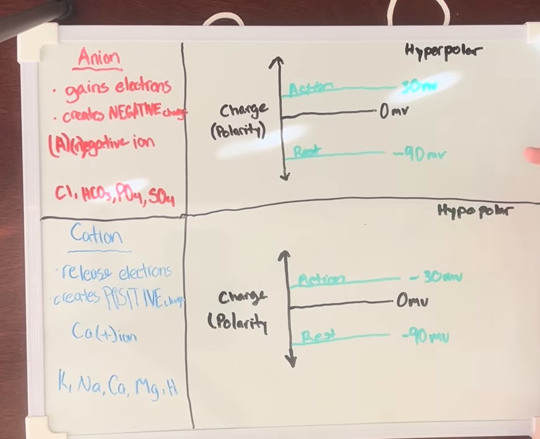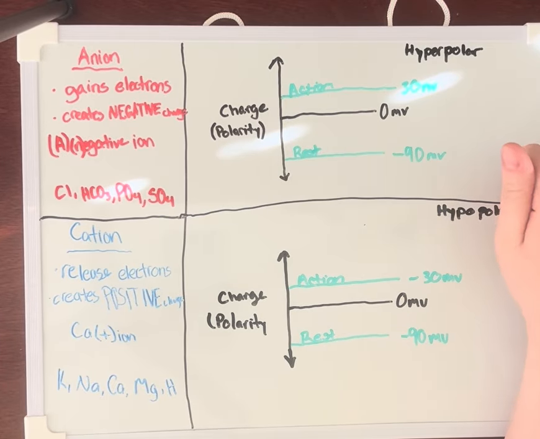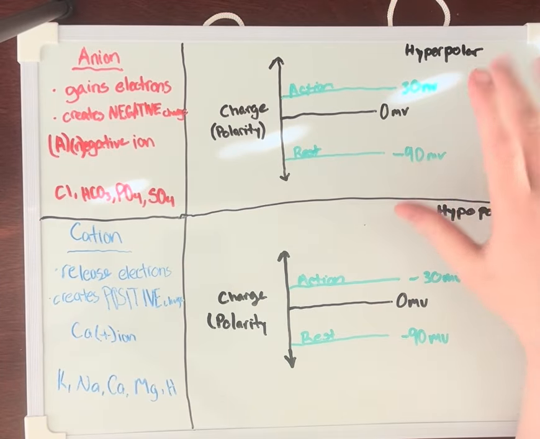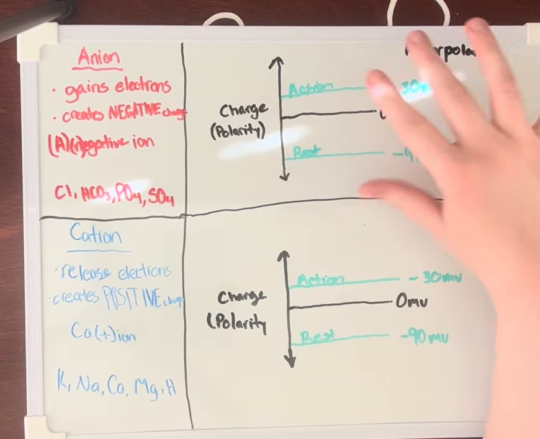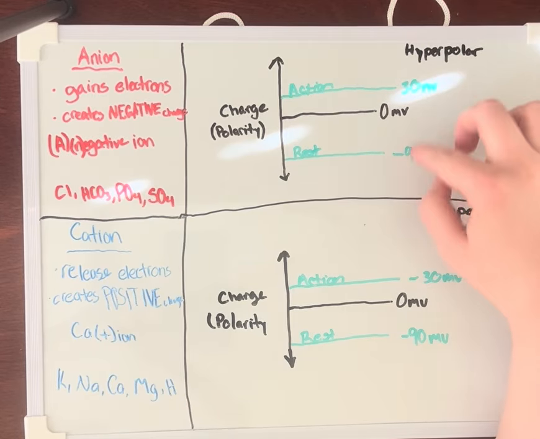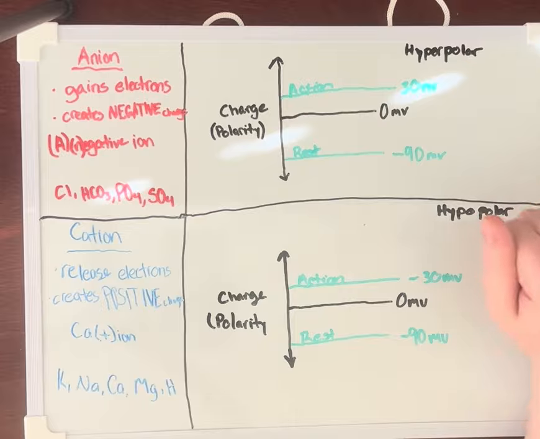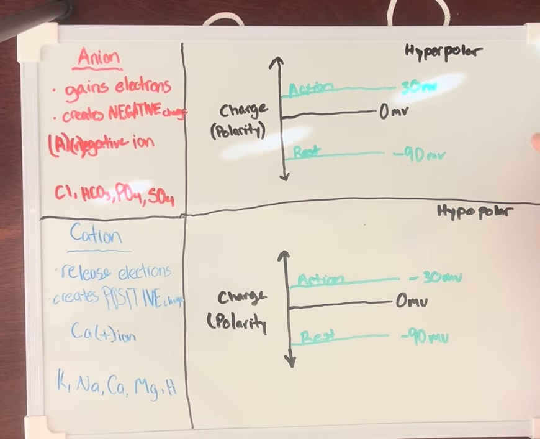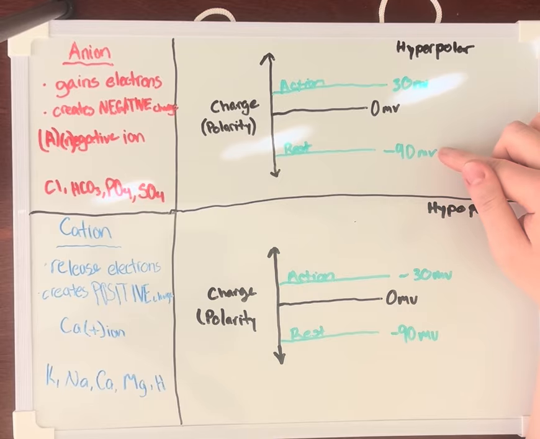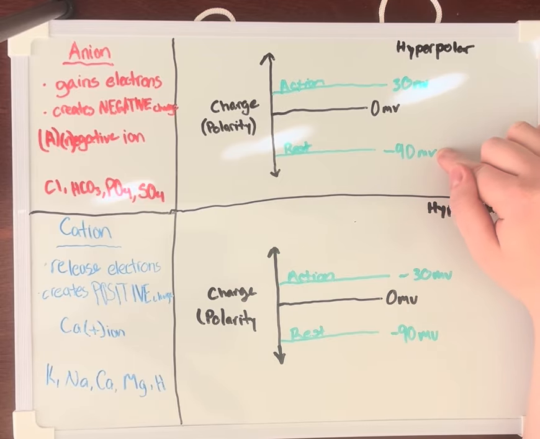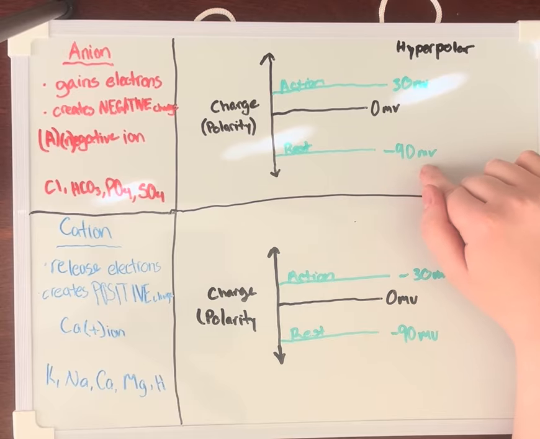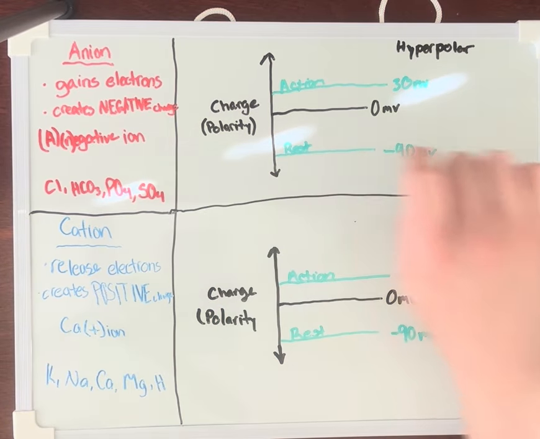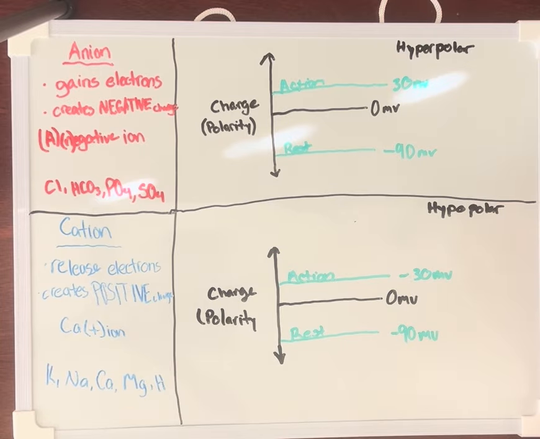So if we go to a hyperpolar state, I've kind of drawn out a little, think of it as a scale. So if this is neutral, right? At our resting membrane potential, we're at negative 90 millivolts. That's because of these, right? Your anions, your intracellular anions.